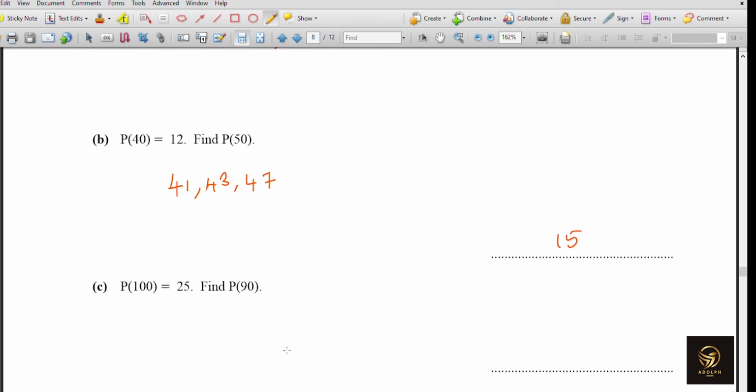Next, they gave p of 100 is 25, find p of 90. So they gave the outer range, and they are asking what it is for the inner range. Until 100 it is 25, so we can find what we have between 90 and 100 and subtract that from here. We know that between 90 and 100 only one prime number is there, that is 97, because 91 and 93 are multiples. Everything else is not prime, only 97 is a prime, so p of 90 is going to be 24, because we have 25 and only one number between 90 and 100.